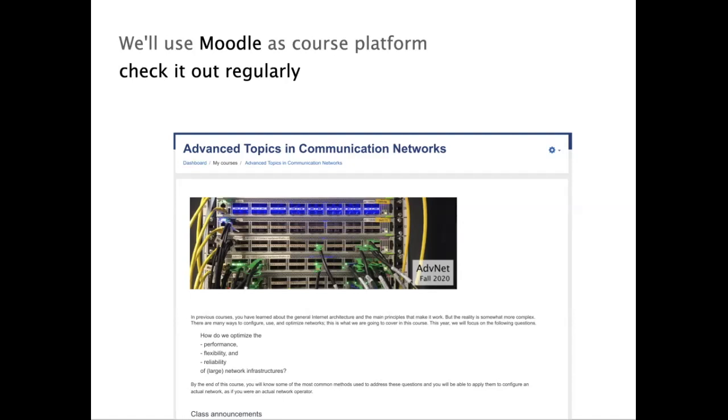Also, something important to mention about Moodle is that there are forums that you can use to ask questions. We will be reactive and answer them. You can also, of course, answer questions of your fellow classmates, so that if you have an answer, you can help us as well.